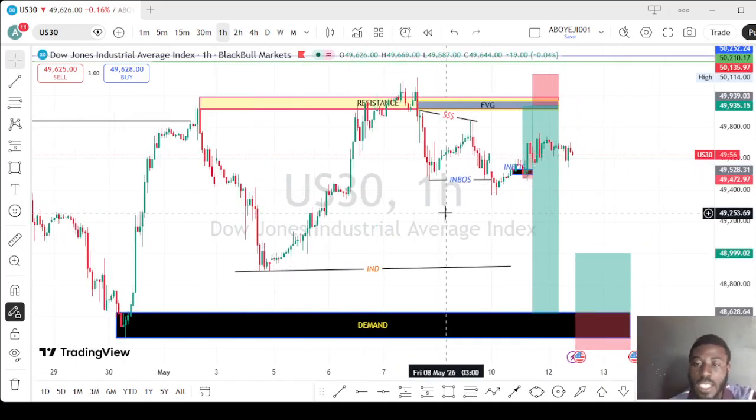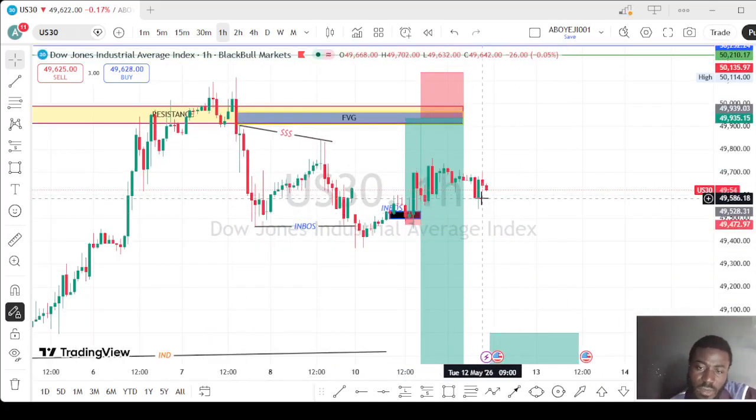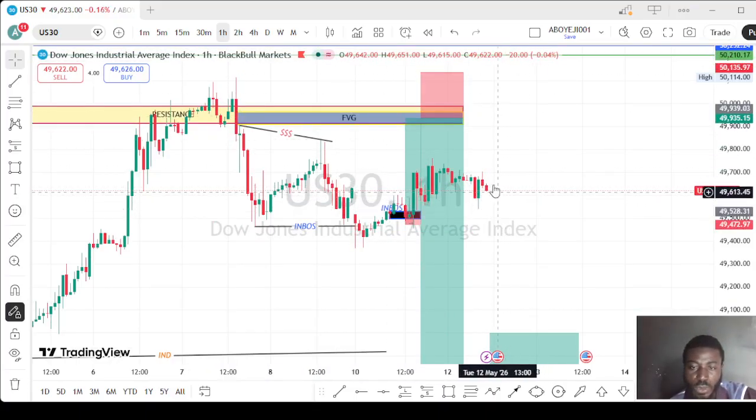This is a US30 trade. I took this trade this morning. I took this buy this morning, and I'm still expecting the market to push up.